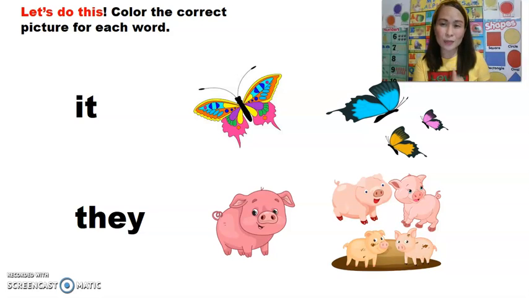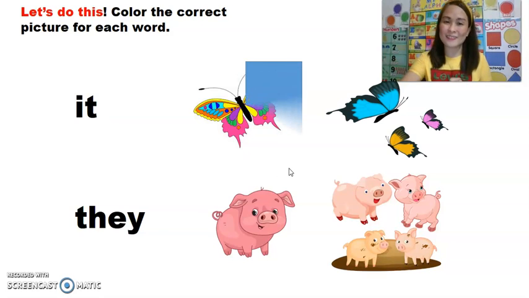Now let's do this if you are really listening to teacher. Color the correct picture for each word. Okay, number one, we have the word it. It. Is this the correct picture or this one? What is your answer? Of course, the only one butterfly because it is used when we are referring to only one animal. Okay, let's color.